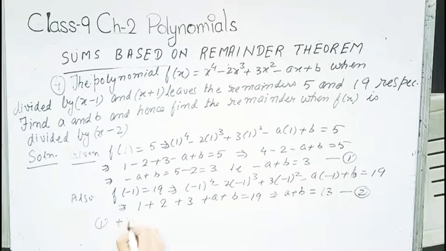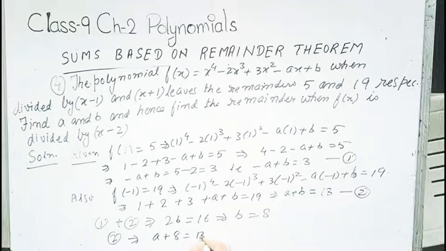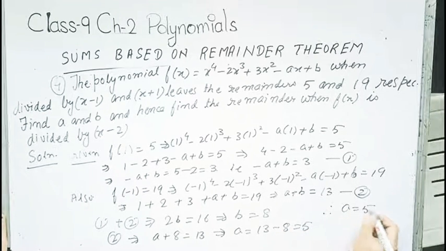Now let us add equation number 1 and 2. So this a and this a will be cancelled. We will be getting twice b equals 13 plus 3 is 16. This implies b equals 8. Now let us put the value of b in either 1 or 2. So I am putting in 2. Equation number 2 implies a plus 8 equals 13. This implies a equals 13 minus 8 equals 5. Therefore, a equals 5 and b equals 8. This is the first part of our question.